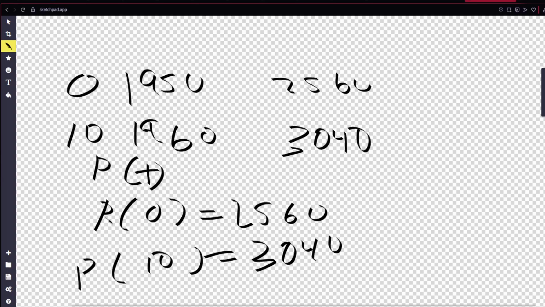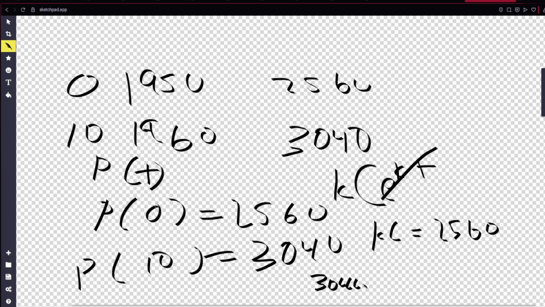So yeah, that's the logic here. Let's use some logic to understand. P of 0, in the form k times C e to the kt, is just going to cancel the exponential out, giving us C equal to 2560. But we're given that P of 10 is equal to 3040, which indicates that we can say 3040 is equal to 2560 times e to the kt, where we don't know what k is, but we do know what t is here.